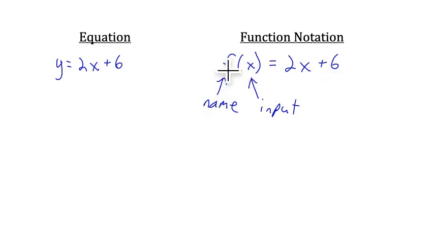Now we don't need to use the letter f for all functions. Sometimes we'll see other letters. A lot of times, in fact, we see the letter g used. So we could say g of x equals 4x squared, just to make up some other function.